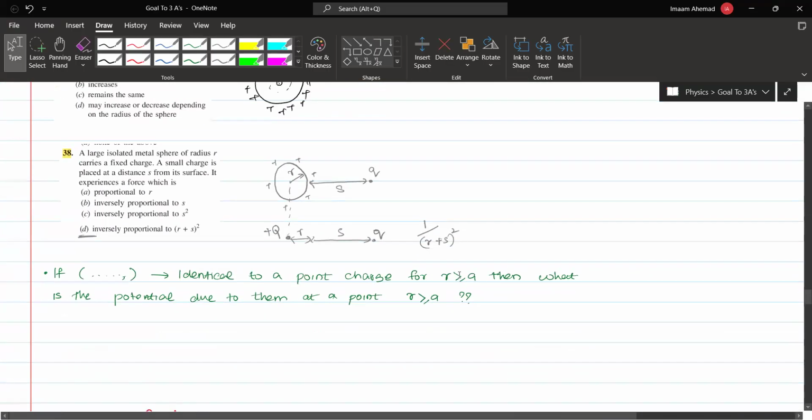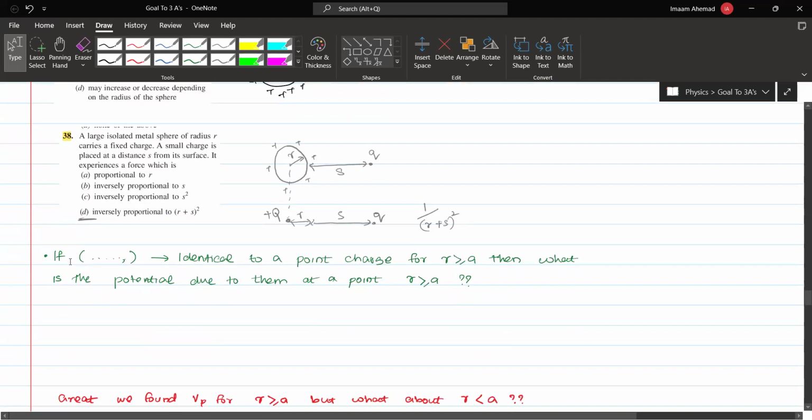Okay, so we can come to a very important conclusion now. If we have a solid sphere or hollow sphere, and they are conducting, then it is identical to a point charge for r greater than a. So far, we derived the equation for E, and we know how to find E. Can you tell me the equation for V for r greater than or equal to a? Is it the equation of a point charge or not?